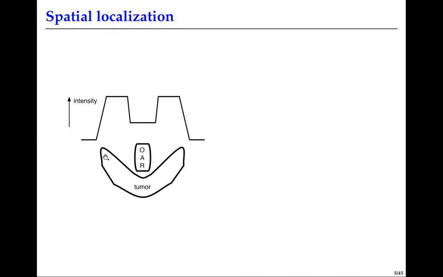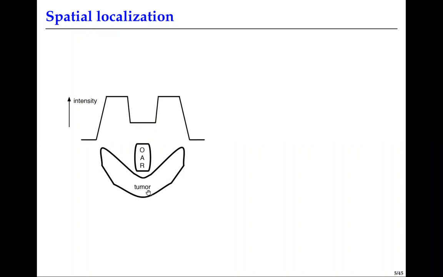You can see one problem with this picture, and that is that because I'm using a low intensity profile in the schematic over here, this part of the tumor is going to get, let us say, insufficient dose. This is called a cold spot in the tumor.